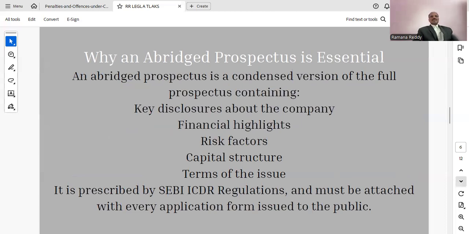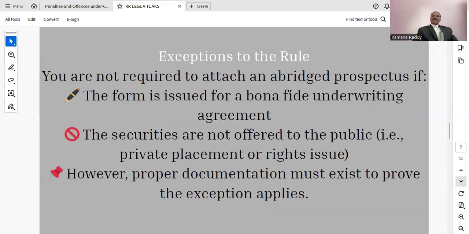So why is an abridged prospectus essential? The abridged prospectus is a condensed version of a full prospectus containing financial and risk factors, capital structure, and terms of the issue. It is prescribed by the SEBI ICDR regulations and must be attached with every application form issued to the public. There are certain exceptions to this rule.